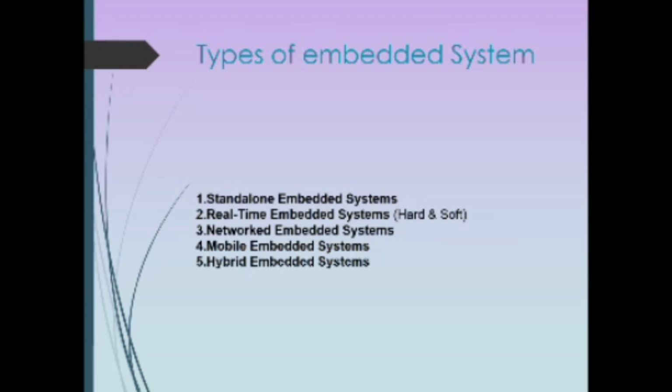Now, in standalone embedded systems, the embedded system or controller which we are using does not require another controller for completing the task. Real-time embedded systems: these systems are used for applications where we require a response in real time. Examples are pacemakers, insulin pumps, or automotive systems including airbags or flight control systems.